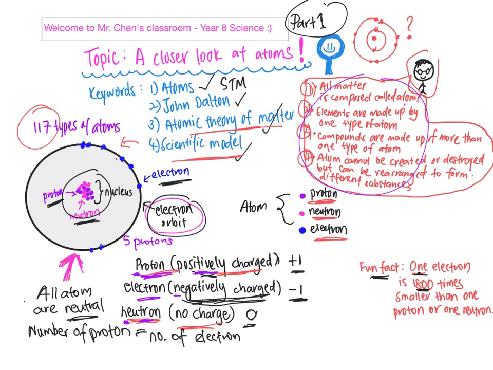In the next video I will talk about how to draw each of the atoms based on your periodic table, and also teach you how to read the numbers shown on the periodic table that tell you something about each different type of atom.